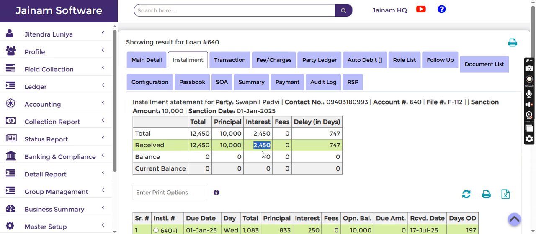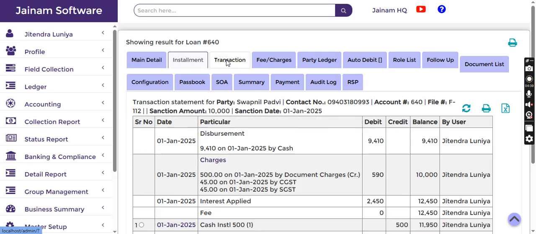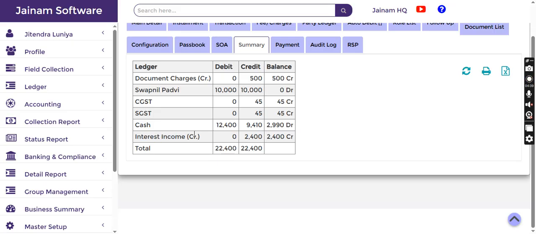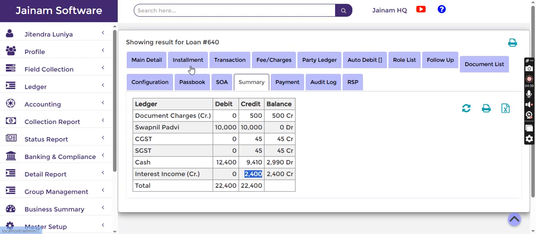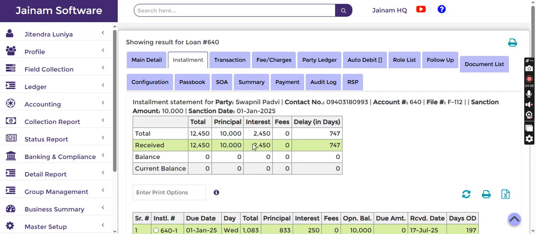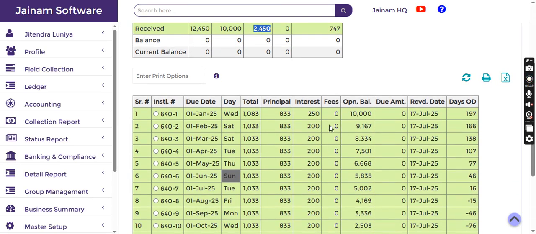Now let's understand interest, 2450. Here in the summary tab, the interest income is showing 2400. It means that, actually, when we receive the amount, the summary tab is the reflection of transactions and the installment tracker is just the schedule of the loan. What we try to do is compare the installment summary with the summary tab. So 2400, whereas in the installment tracker we have 2450.